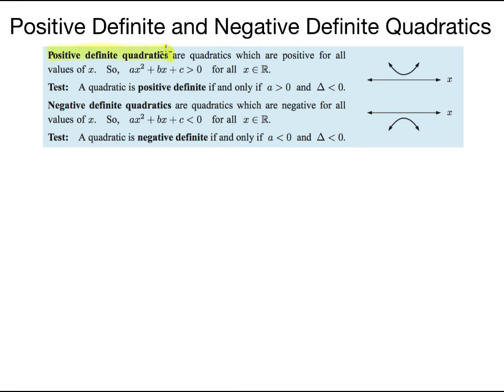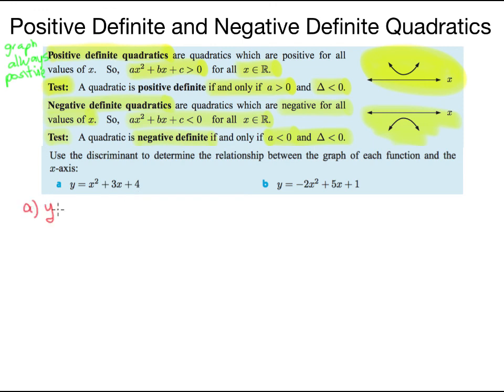You need to know something called positively defined quadratics and negatively defined quadratics. A positively defined quadratic is a quadratic graph that is always positive, or always above the x-axis. For a positively defined quadratic, you look at the a, and if the a is positive, it means it's concave up, and your discriminant is negative, meaning there are no real solutions. Then you have a positively defined quadratic. For a negatively defined quadratic, on the other hand, the a is negative, which means it's facing down, and your discriminant is also negative, meaning there are no real solutions. So use the discriminant to determine the relationship between the graph of each function and the x-axis.